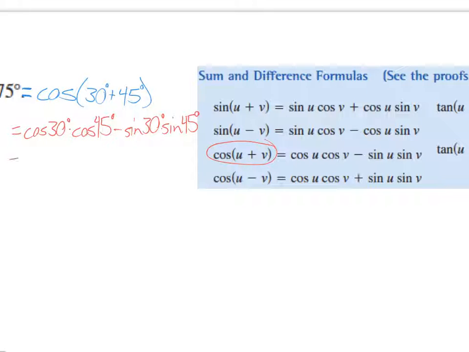Okay? What's cosine of 30? Root 3 over 2. Come on, these are all first quadrant. We should know these ones real well. Cosine of 45? Pi over 4. That is pi over 4. What's the cosine? Radical 2. Yeah, radical 2 over 2.